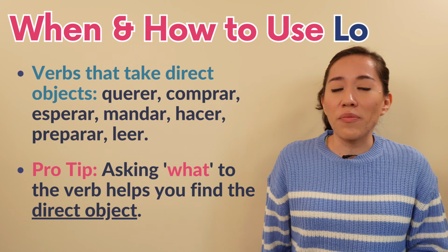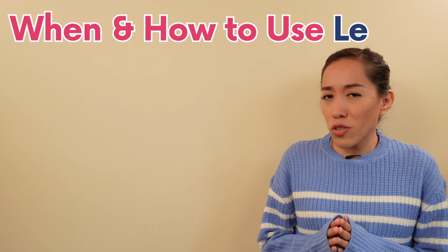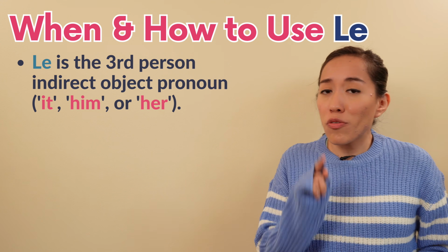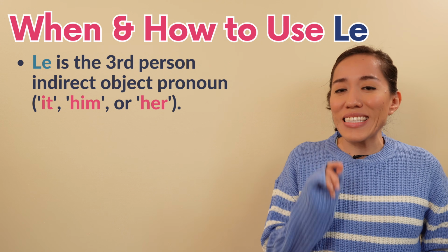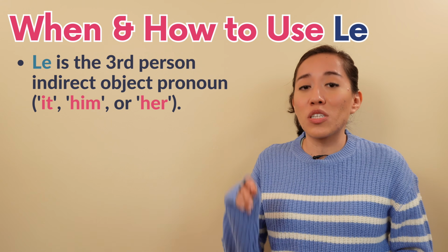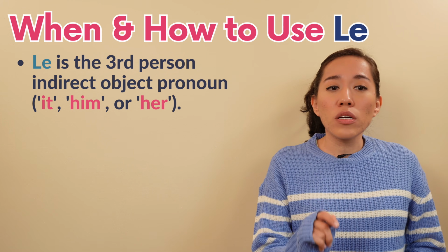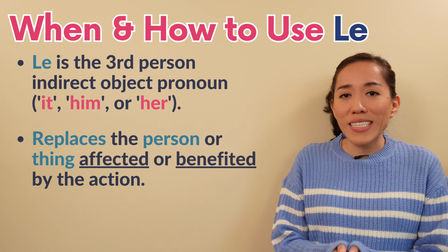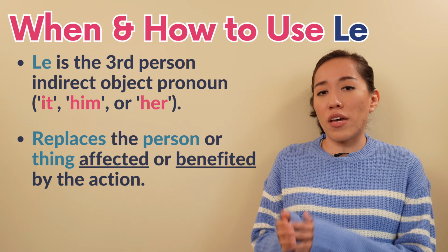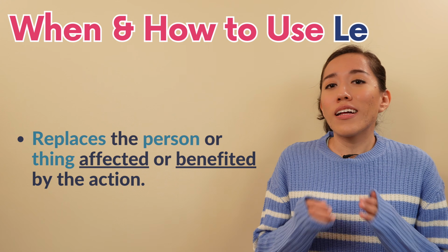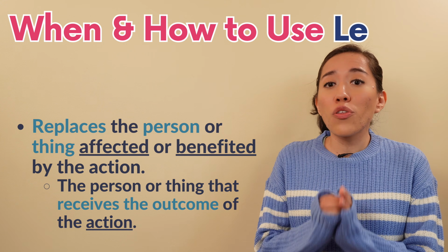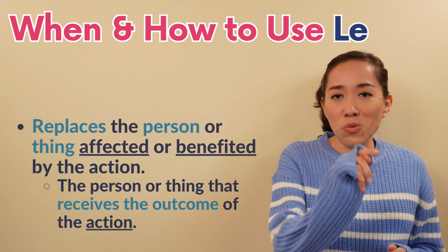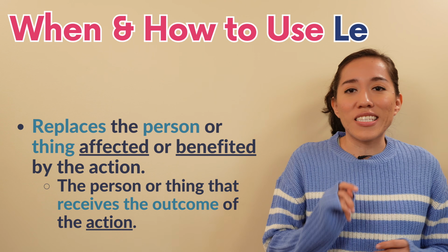Yo lo preparé. So now you understand lo, let's go check le. Le is also an object pronoun for the third person, but this is an indirect object pronoun, which means that we are going to use it to replace the person or the thing affected or benefited by the action. Said another way, le replaces the person or thing that receives the outcome of an action. Don't worry, I'm going to show you what that means in a second.